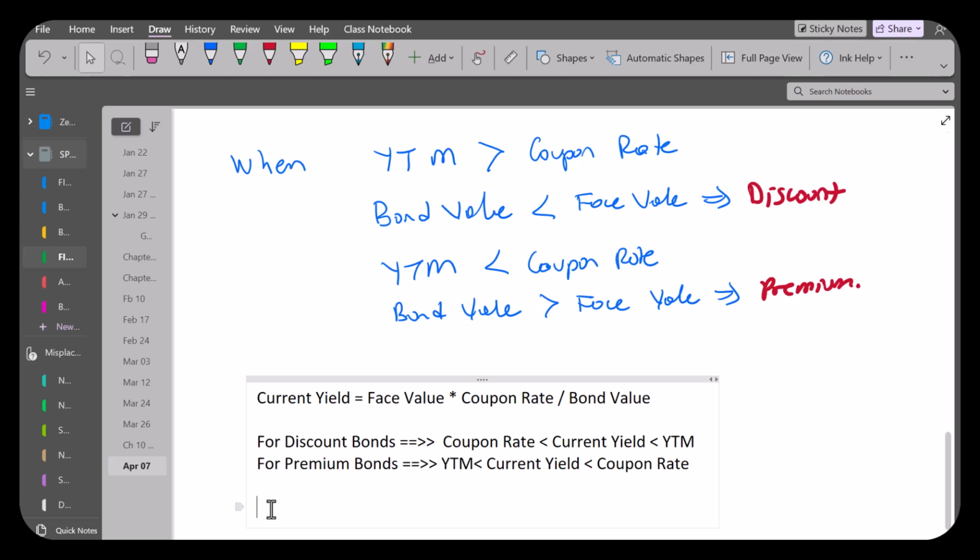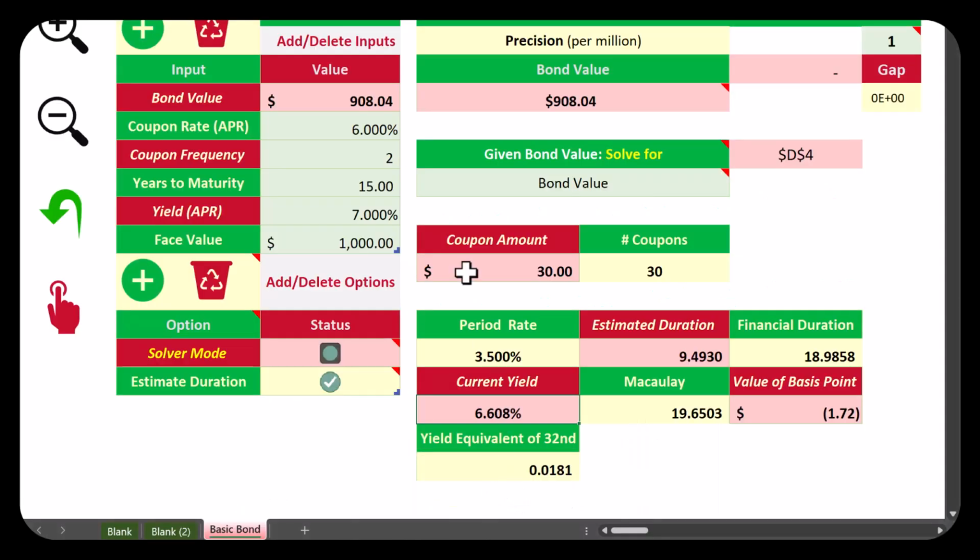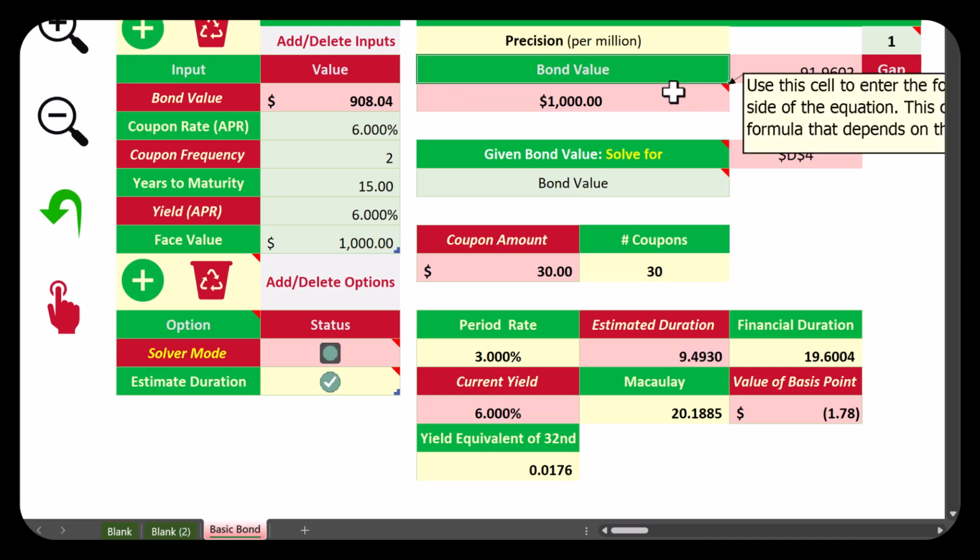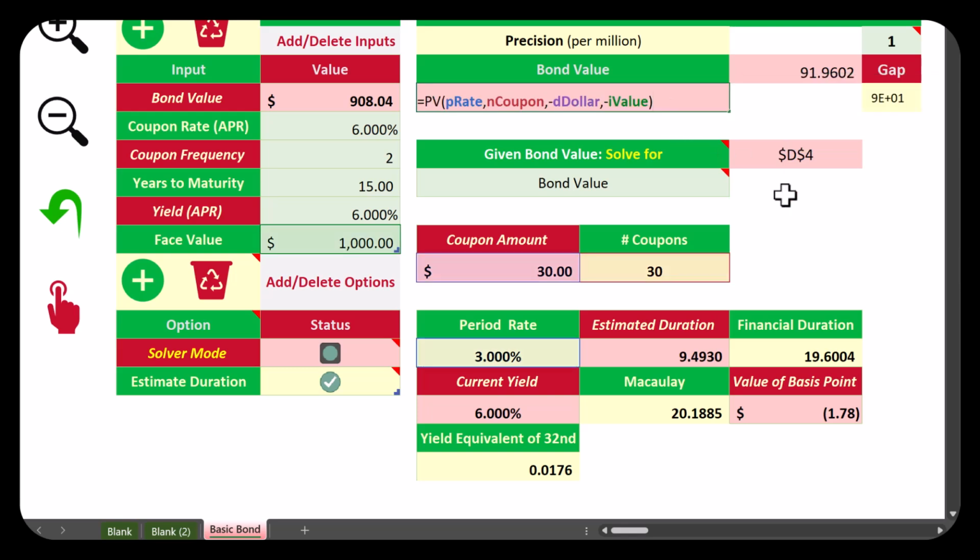And we can easily see that. Suppose yield to maturity is 6%, current yield is automatically 6% as well. But you shouldn't ever use current yield to compare any bonds. It's the yield to maturity that matters. Now, this automatically calculates the coupon amount and number of coupons. In fact, the bond value function uses the PV function to calculate the value.